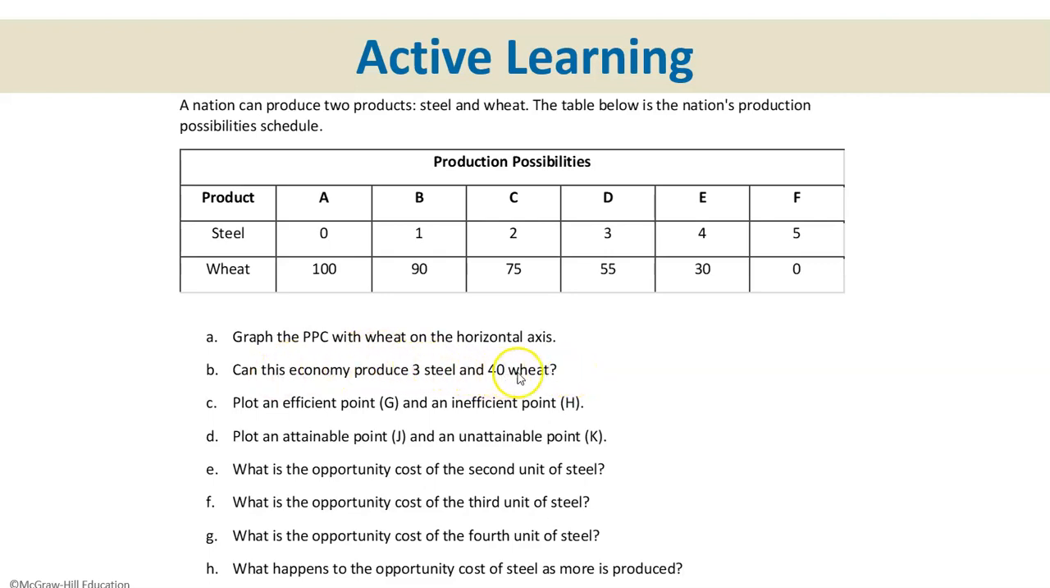Can the economy produce 3 steel and 40 wheat? Plot an efficient and inefficient point. Plot an attainable and unattainable point. And then you're going to solve for the opportunity cost of some of your steel. So the second unit, third unit, and fourth unit of steel. And then see what happens to the opportunity costs. From E to G, see what happens the more steel is produced. What happens to opportunity costs? So pause the video and try this.